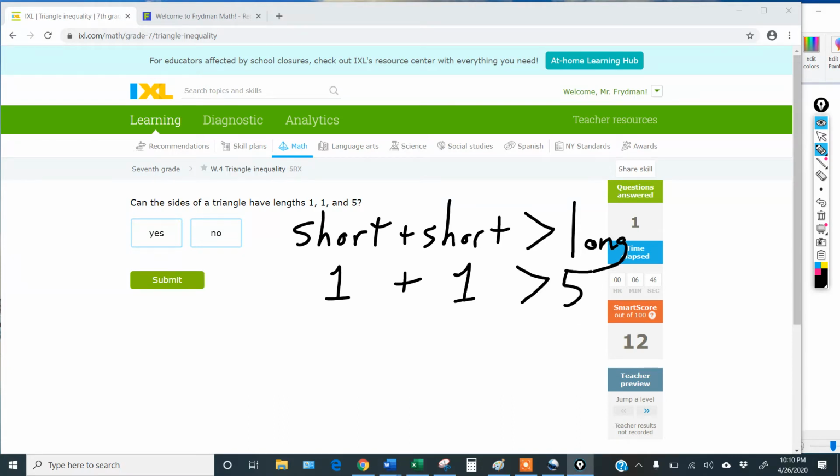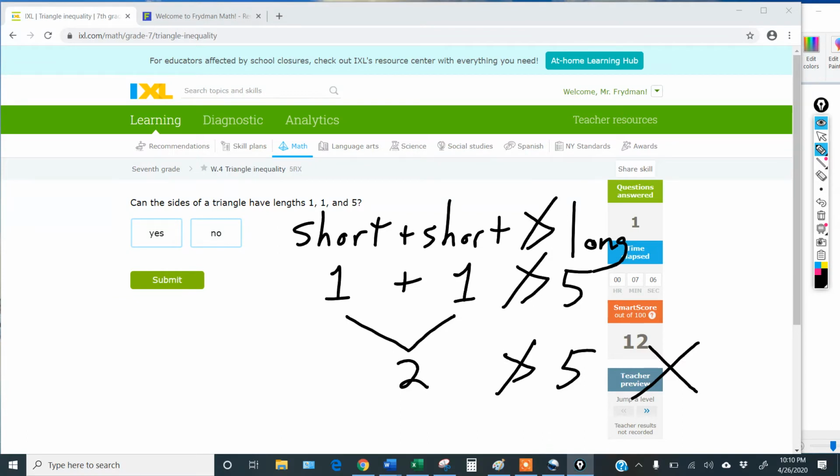Okay, but wait a minute. So now I actually do get to say, wait a minute. So 1 plus 1 is 2, and 2 is greater than 5? No, it is not. 2 is less than 5, right? So this inequality does not work the way that we wanted it to. So in fact, we would not be able to make a triangle that has a length of 1 and another length of 1 and a length of 5.